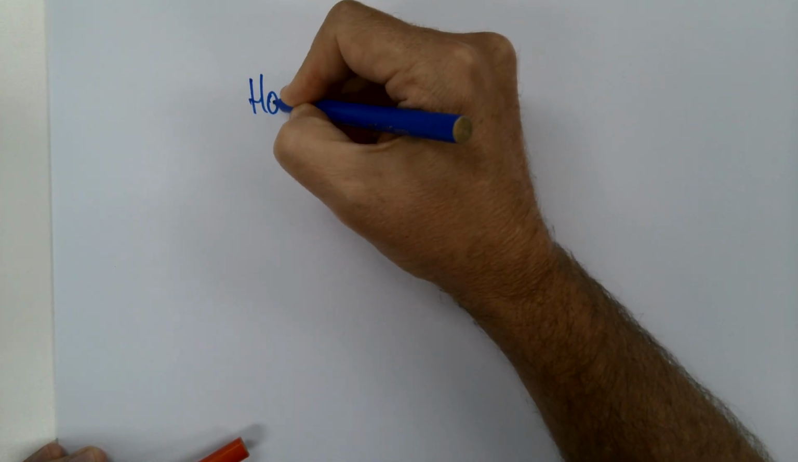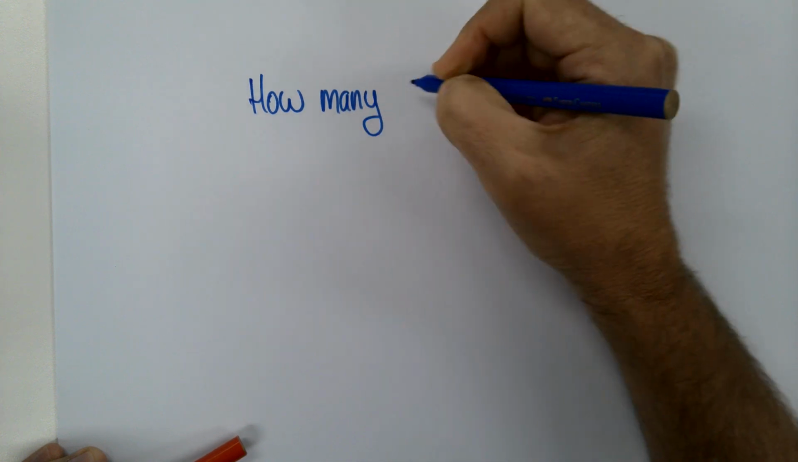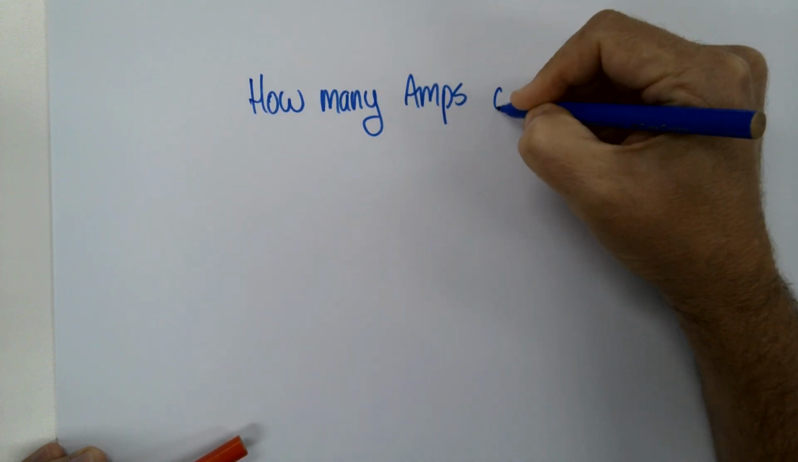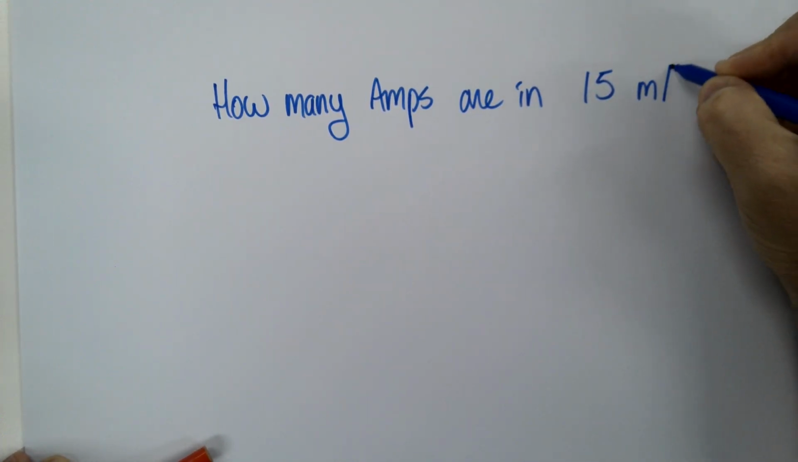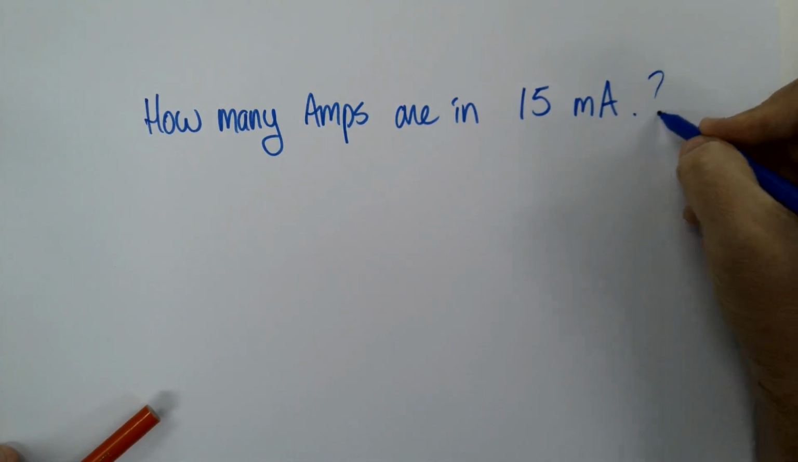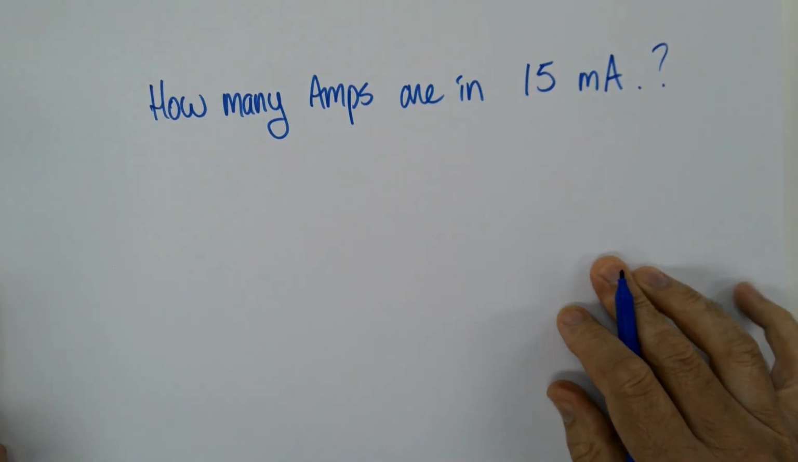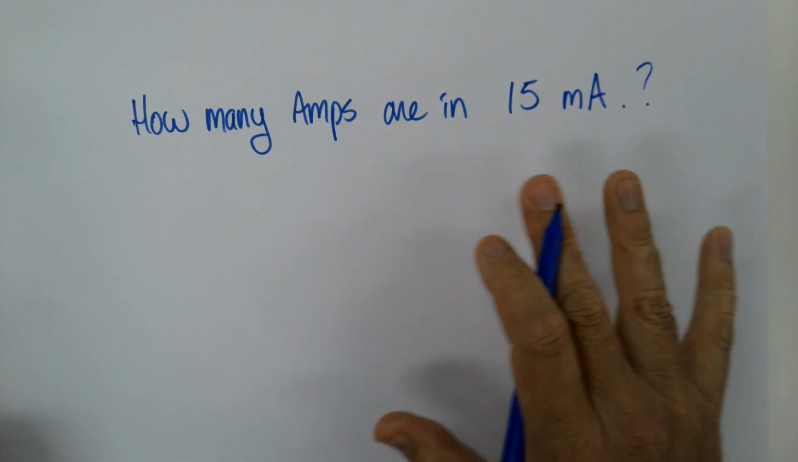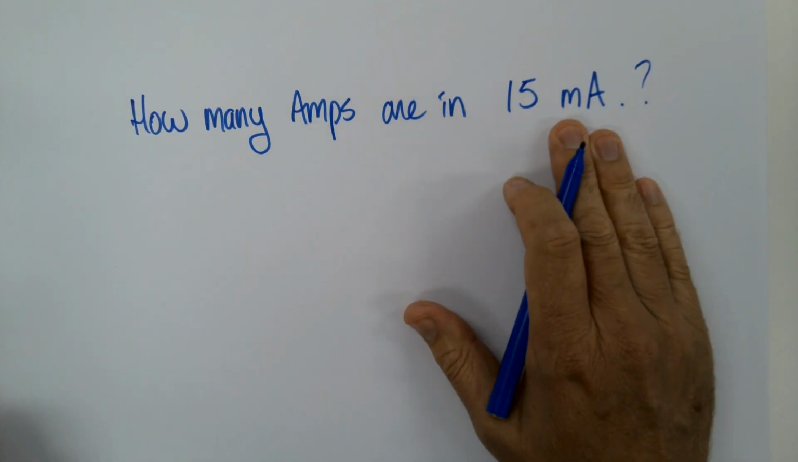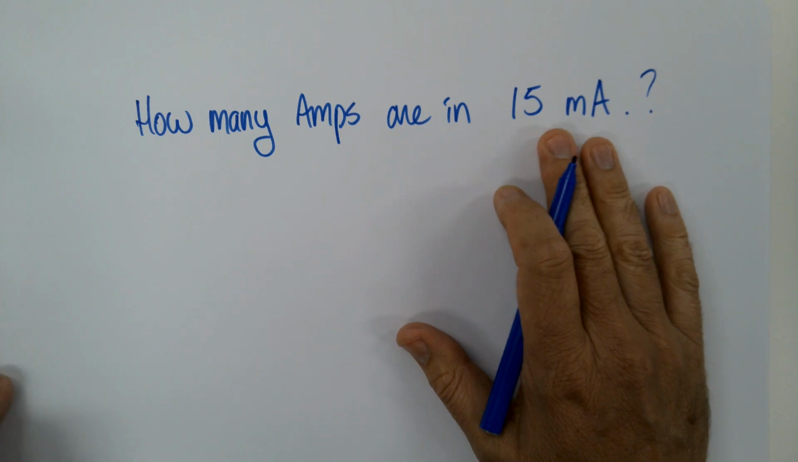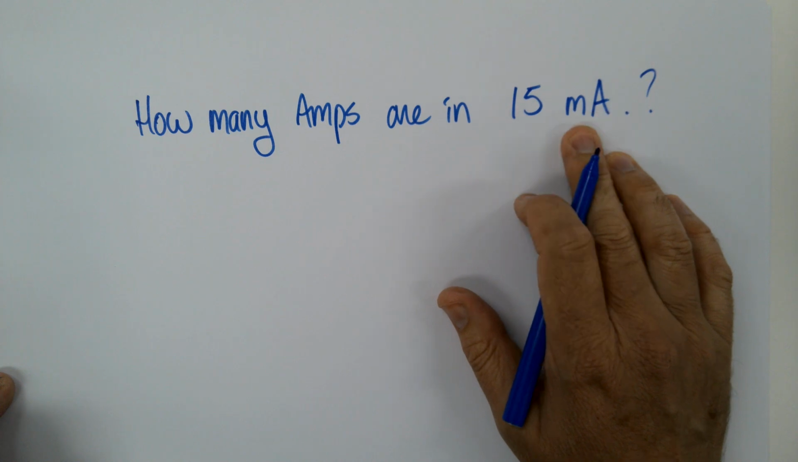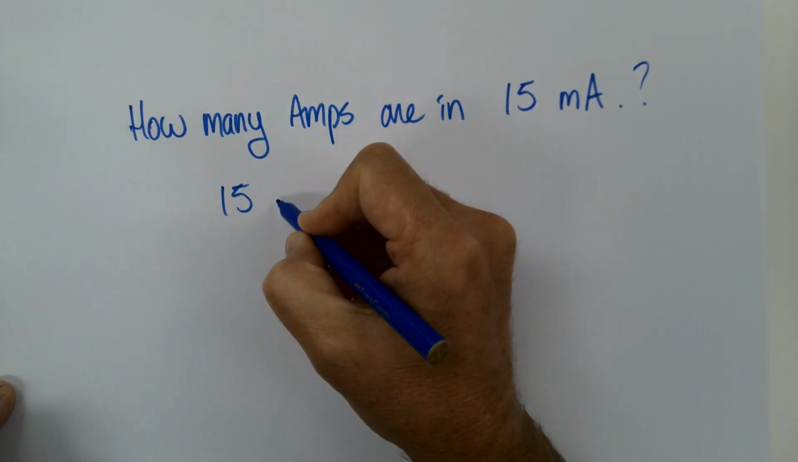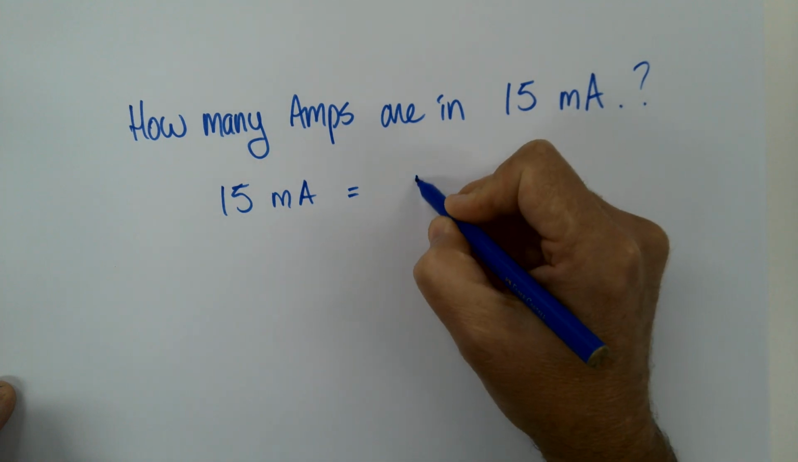All right, so how do we deal with this? You might have a question like this: how many amps are in 15 milliamps? So in real life, in actual amps, not milliamps, how many do we have there? We know milli is divided by 1,000.